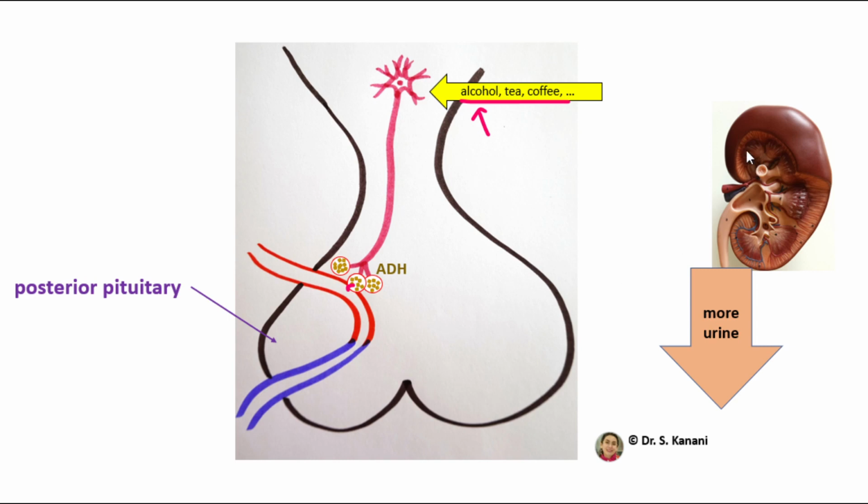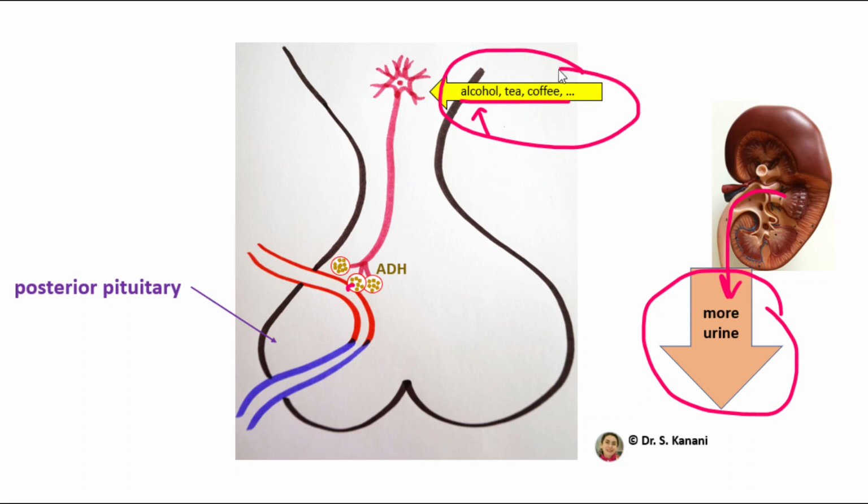And please note that when kidneys are not receiving that much ADH, they keep eliminating water. Basically, the urine volume increases. Our body is losing water, and if we don't act, we end up in a situation that is described as dehydration. So moderation is the key.